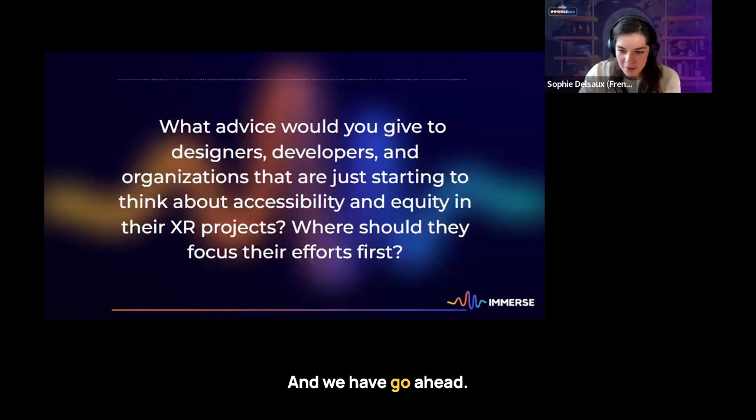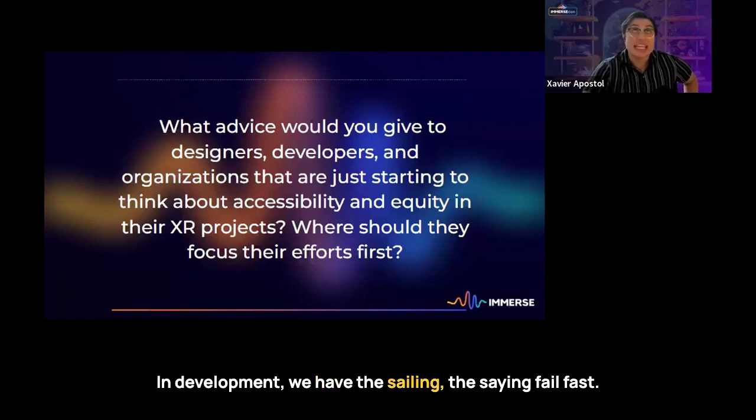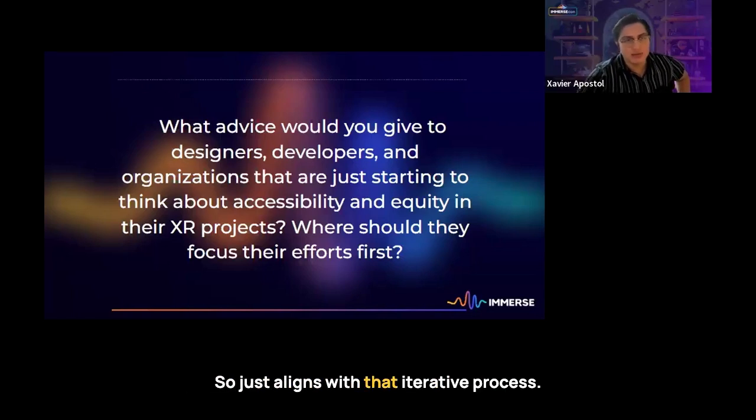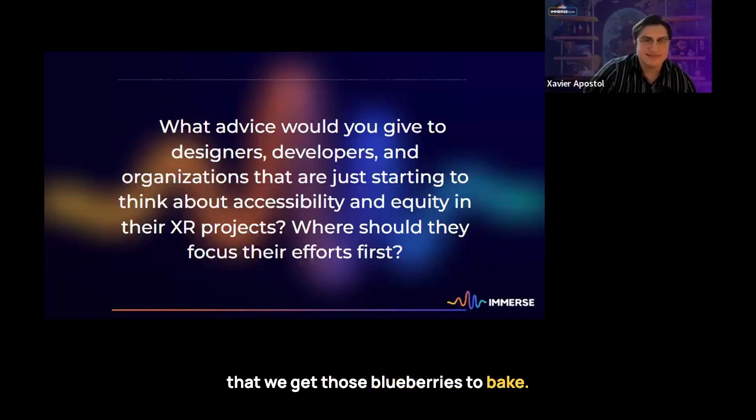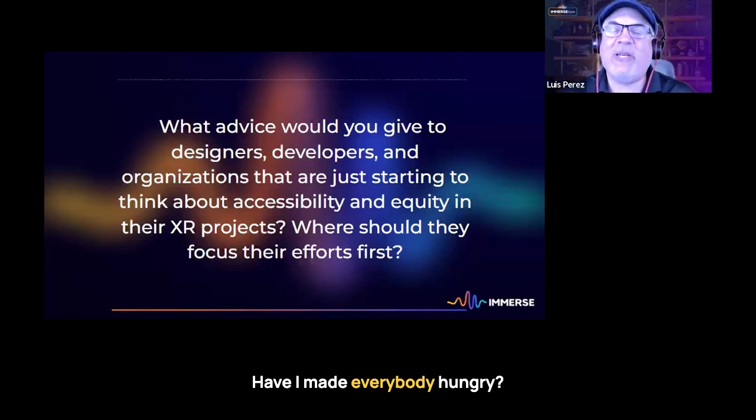And we have another. Oh, go ahead. Oh, sorry. No, I was just going to add to that. I completely agree. In development, we have the saying fail fast. So it just aligns with that iterative process. Try something, test it. If it doesn't work, cool, learn from it, go on to the next test. And then keeping your community involved is so important for ensuring that we get those blueberries to bake. Have I made everybody hungry? Hopefully it's close to your mealtime.